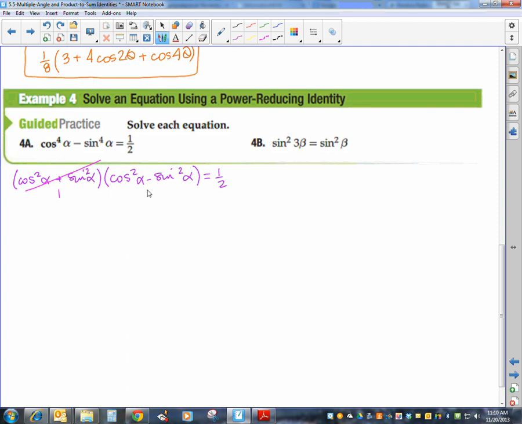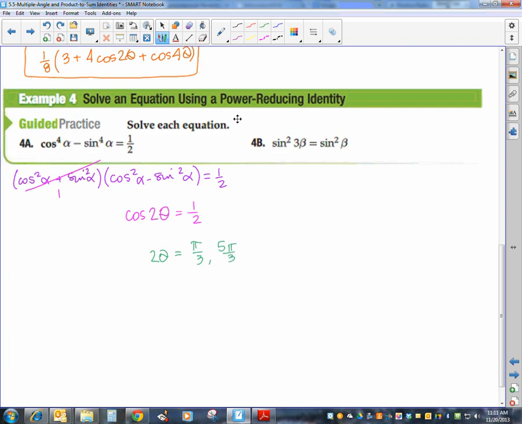So I have cosine squared minus sine squared. A reducing formula, cosine squared minus sine squared, that is the expression of my cosine double angle. So that gives me cosine of 2 theta equal to 1/2. If the cosine of 2 theta equals 1/2, then 2 theta must equal, where's the cosine 1/2? At pi over 3 and 5 pi over 3.